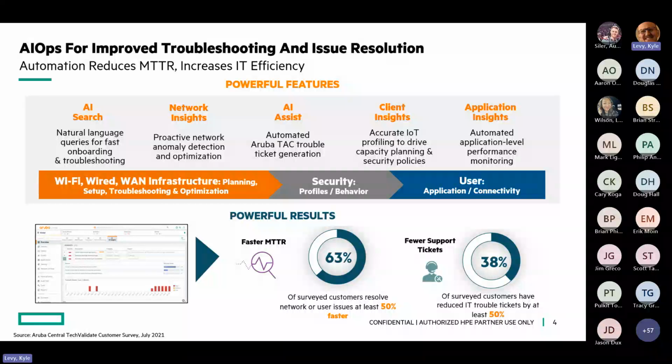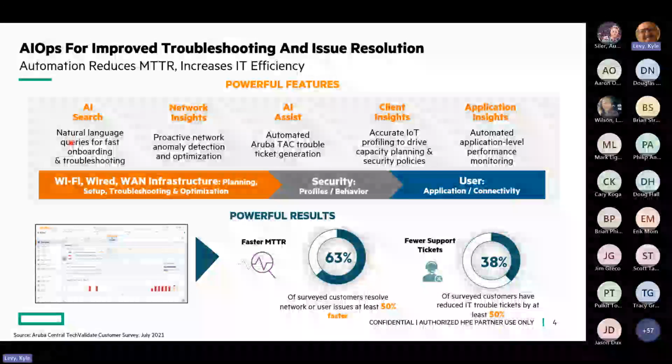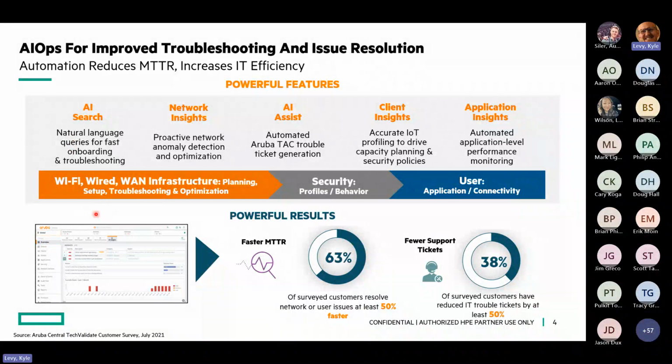So enter Aruba Central with the AI that we have, looking at things like AI Search, Network Insights, AI Assist, Client Insights, Application Insights. And what does that mean for you? The AI Search is a bar at the top of Central, and it uses natural language processing. So this can be you asking it how to do something. If you know a username, if you know part of a MAC address, if you know an IP address, anything like that, you can enter it in the AI Search, and it will give you the proper results.